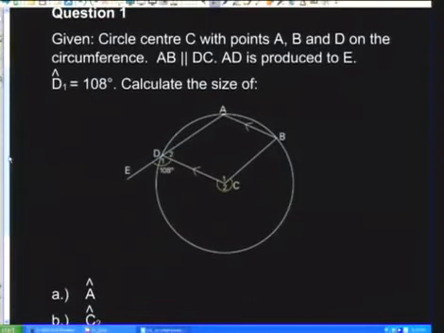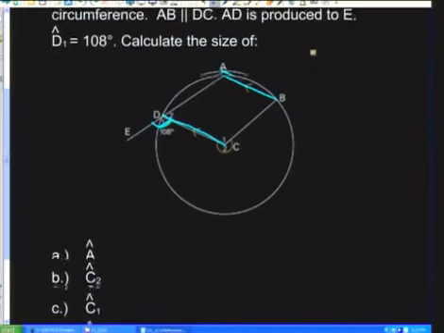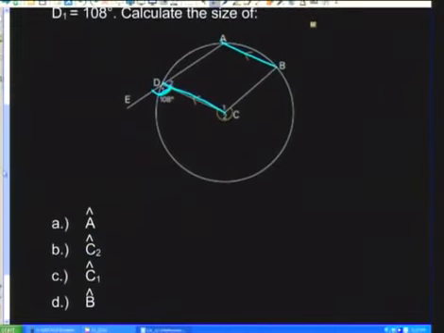So we've got circle center C with points A, B, and D on the circumference. We've got some parallel lines. AB is parallel to DC, and AD is produced to E. D1 is 108, and we've got to calculate the size of the following angles. So this angle over here is 108, and this line is parallel to this line. The question is to calculate angle A, C2, C1, and B.